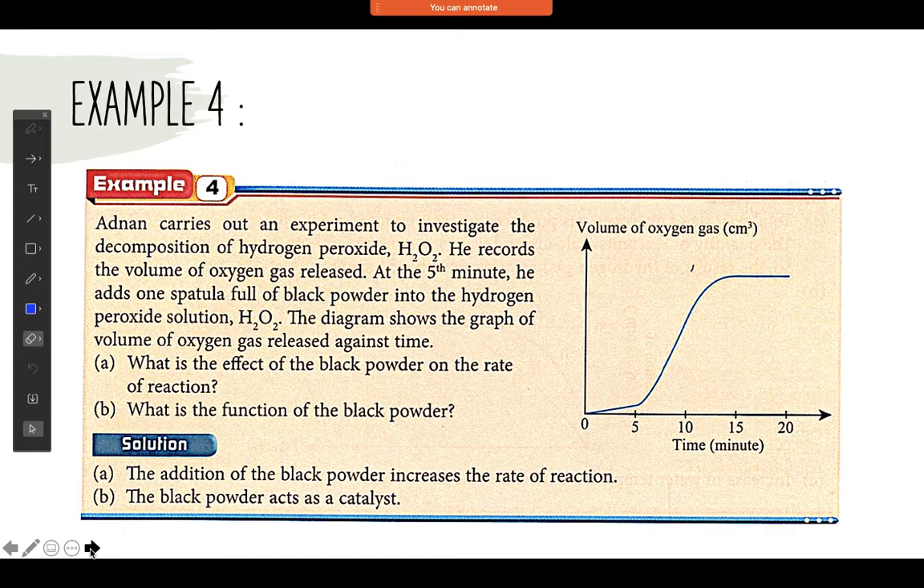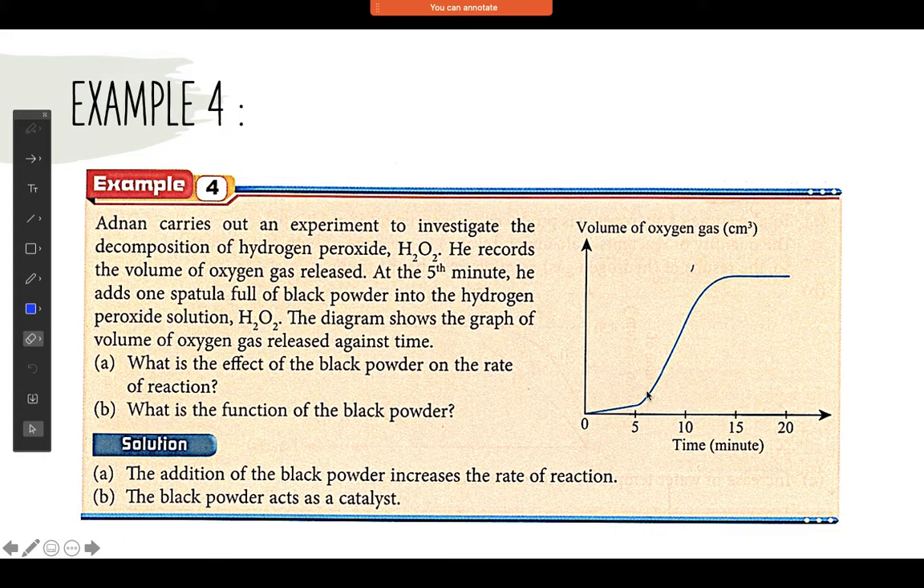Okay, example 4. Adnan carries out an experiment to investigate the decomposition of hydrogen peroxide, H2O2. He records the volume of oxygen gas at 5th minute. Barulah ditambah with the catalyst. Ni catalyst dah ni. Full of black powder into the hydrogen peroxide solution. So, kita dah tahu black powder ni adalah manganese 4 oxide. Okay, manganese 4 oxide. So the diagram shows the graph of the volume of gas against time.